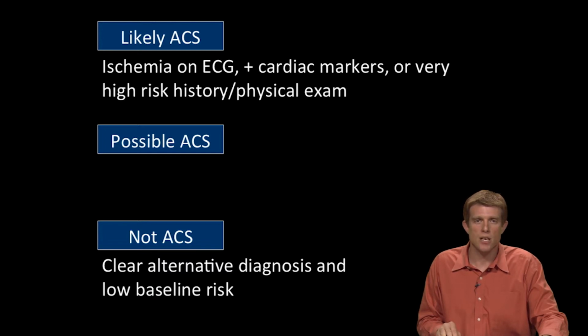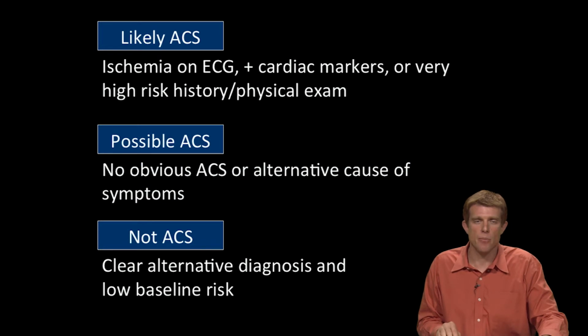So if the patient comes in, they have a cough and a fever, they're 20 years old, and your chest x-ray shows an infiltrate, these patients can be placed into the not ACS category and not have a further workup for acute coronary syndrome. A large percentage of our patients, though, up to 50%, end up in the possible ACS category, where there's no obvious ACS, but no clear alternative diagnosis or cause of the patient's symptoms either. And so then we have to say, what do we do with this group of patients?